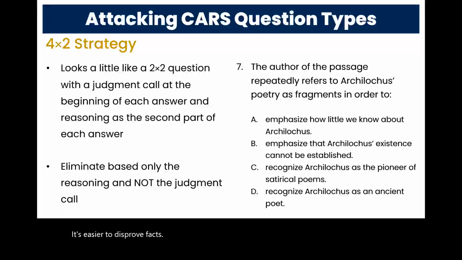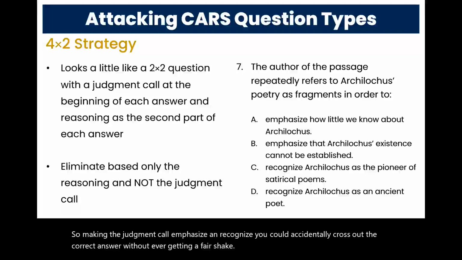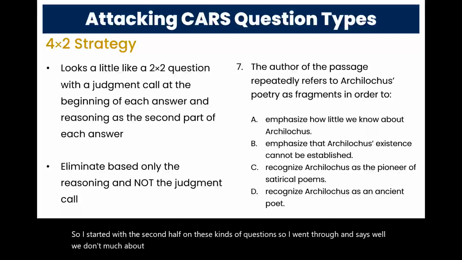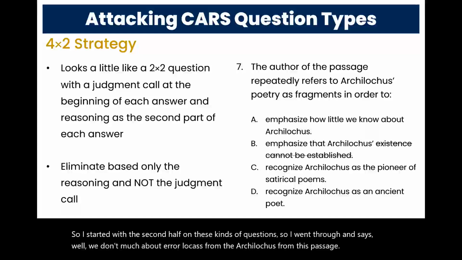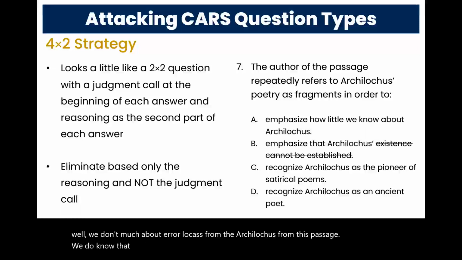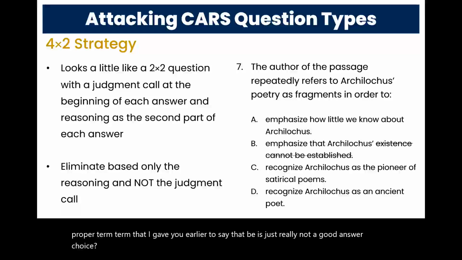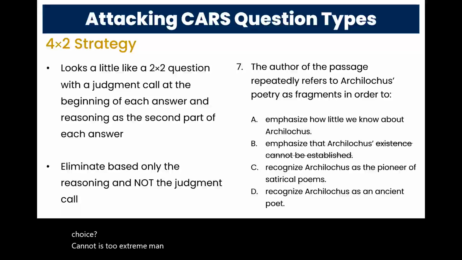So making the judgment call, emphasize and recognize, you could accidentally cross out the correct answer without ever giving it a fair shake. So I start with the second half on these kinds of questions. So I went through and said, well, we don't actually know much about Archilochus from this passage. We do know that they did say, well, what's wrong with B? Can somebody use a proper term or a term that I gave you earlier to say that B is just really not a good answer choice? Too extreme. I just turned that one away right away.